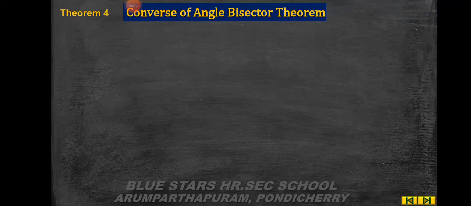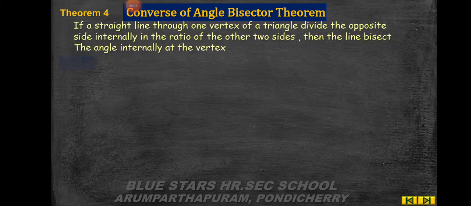Theorem number 4, converse of angle bisector theorem. Statement: if a straight line through one vertex of a triangle divides the opposite side internally in the ratio of the other two sides, then the line bisects the angle internally at the vertex.